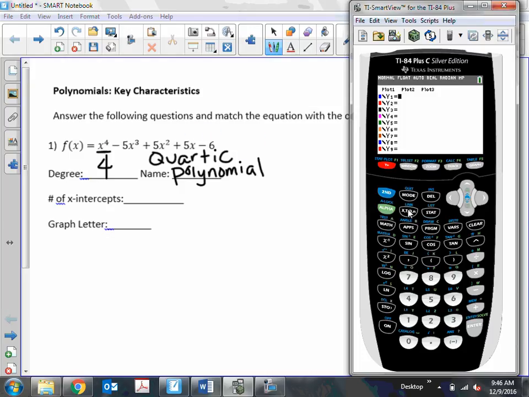So we're going to hit x, and then we have to make an exponent of 4, and then minus 5x, and then an exponent of 3, plus 5x squared, plus 5x, and then minus 6. Once we have our polynomial entered into y equals, we now hit graph, and we look at the graph.